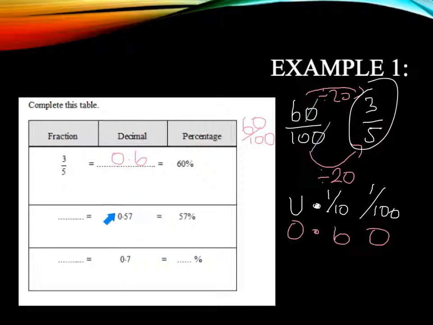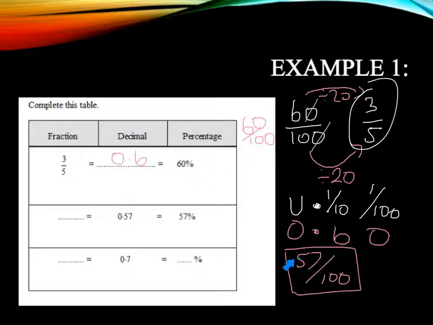0.57 or 57 hundredths. Let's write that out. 57 hundredths. Okay, now when we want our fraction, ideally we want it in its simplest form. That means, can we cancel it down anywhere? Well, the only number that I can think of that goes into 57 is 3 or 19. Well, 3 and 19 definitely don't go into 100, so I don't think that's going to cancel down at all. So I'm just going to write it as 57 over 100.